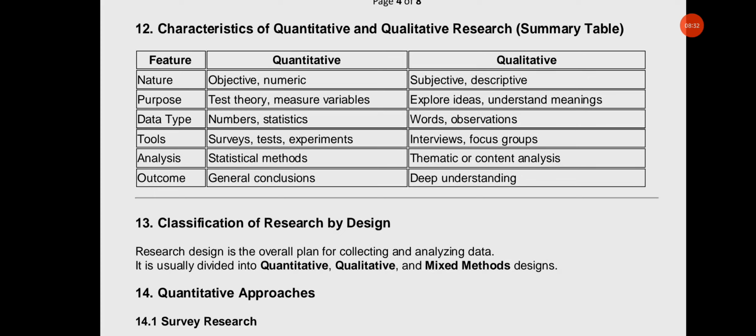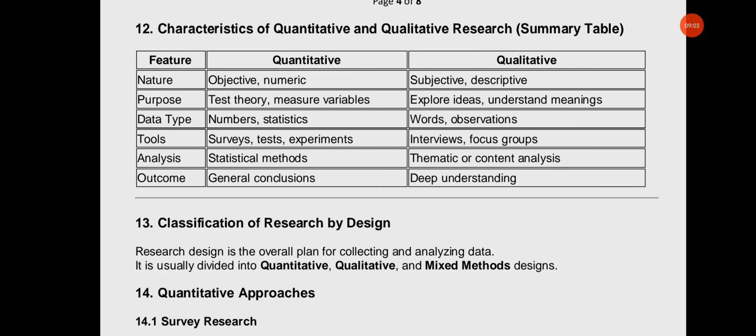Number 12, characteristics of quantitative and qualitative research. Summary table. Nature: quantitative is objective and numeric in nature, and qualitative is subjective and descriptive. Purpose: quantitative tests theory and measures variables, while the purpose of qualitative is to explore ideas and understand meanings. Data type: in quantitative, numbers and statistics, and in qualitative, words and observations.